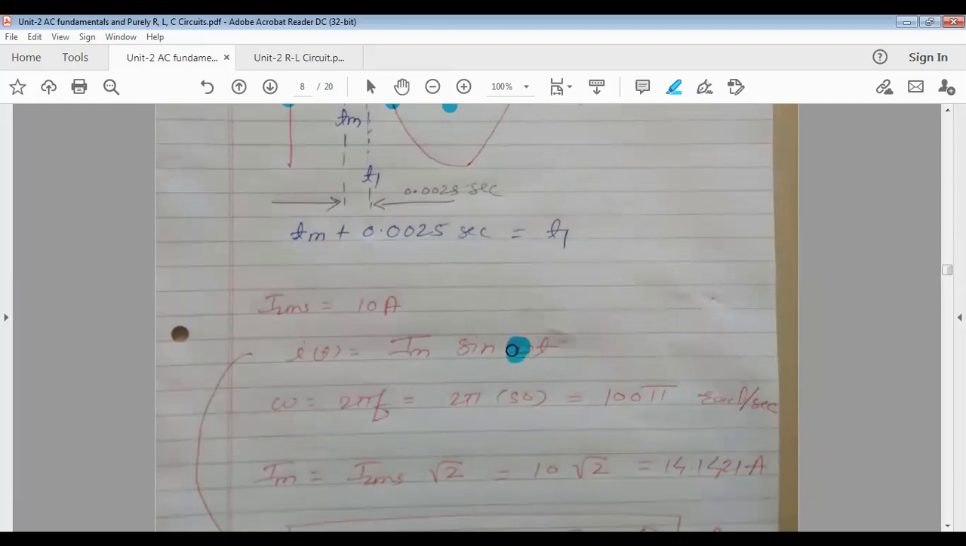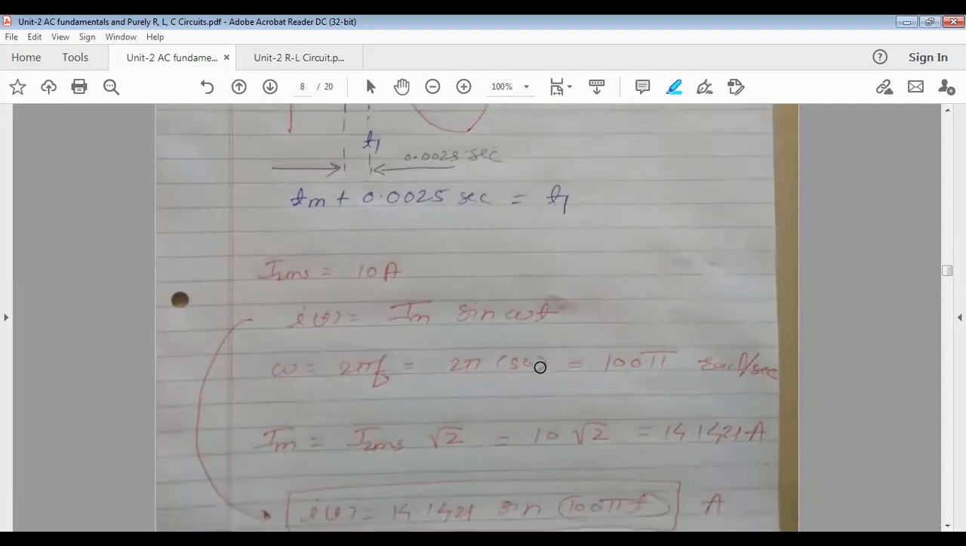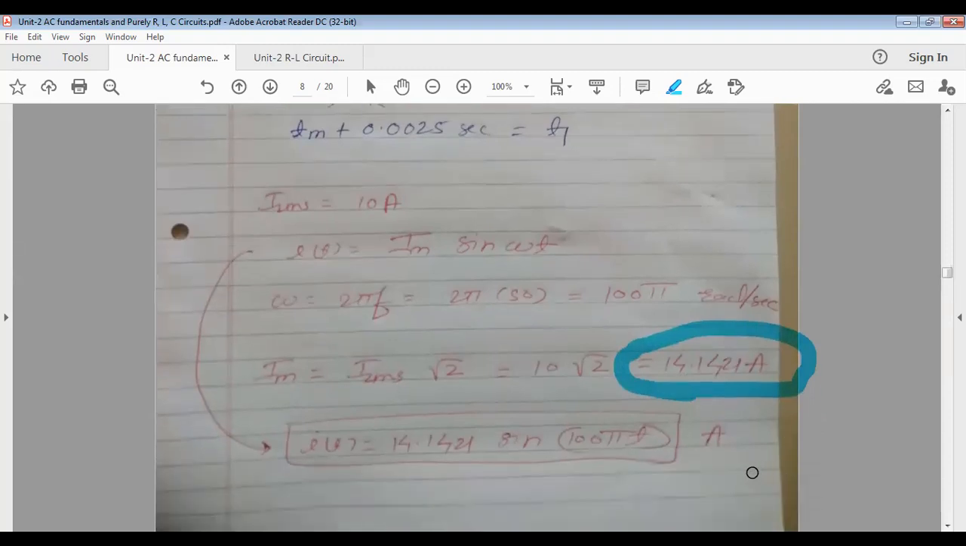RMS value is given to you or not? Yes, ma'am. How much? 10 ampere. How can we calculate then the peak? Root 2 into RMS, 10 into root 2. Correct. Peak divided by root 2 is IRMS, so IRMS into root 2 is the peak value. So 14.1421 ampere is the peak value. So we got the instantaneous current equation. Easy, isn't it? So I of t we will write as 14.1421 sine 100 pi t ampere.